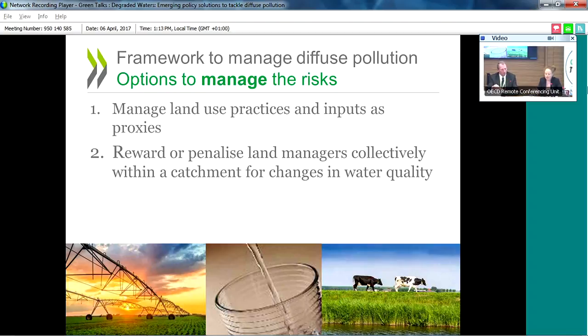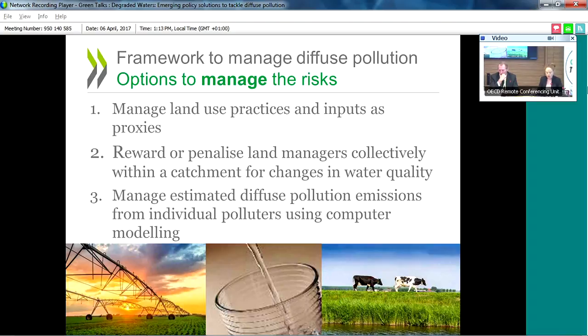However, this approach transfers the burden and difficulties of the measurement of diffuse pollution from regulators to the individual polluters. And the third option is to manage estimated diffuse emissions via computer modelling. This approach allows land managers to innovate farm and land management practices within a pollution limit without being restricted by the inputs and land use practices that they use. However, this approach relies on a robust, calibrated and validated model and reliable input data.